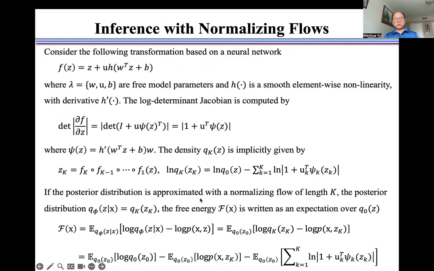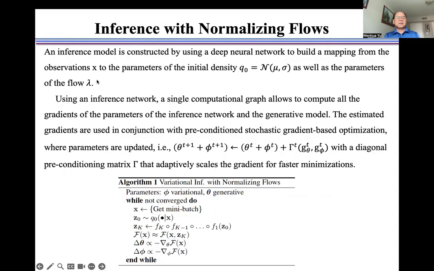If the posterior distribution is approximated with the normalizing flow of length K, the posterior distribution q phi is the same as q_K. The free energy F is written as an expectation over q0 as shown here. An inference model is constructed by using a deep neural network to build a mapping from observations x to the parameters of the initial density q0 sampled from a normal distribution, as well as parameters of the flow lambda.